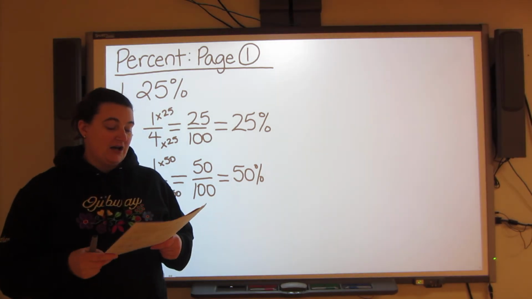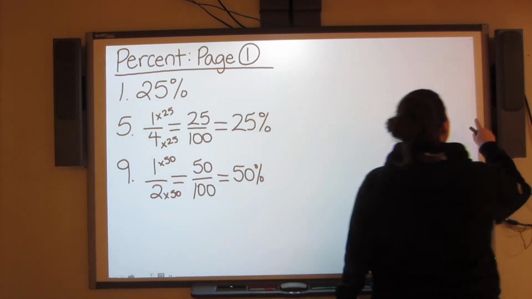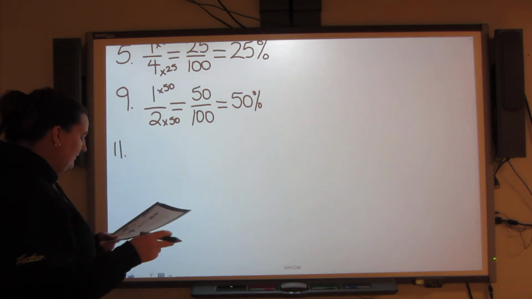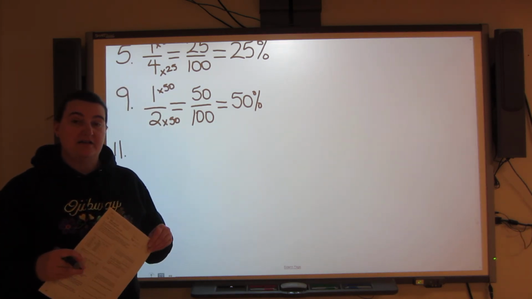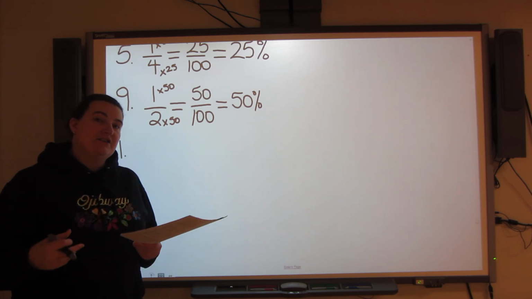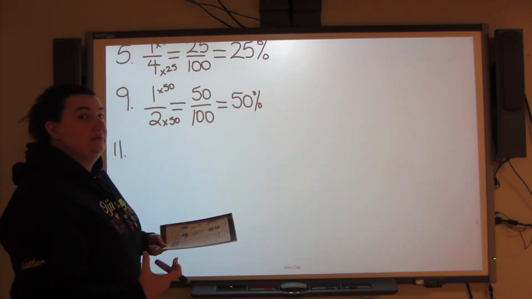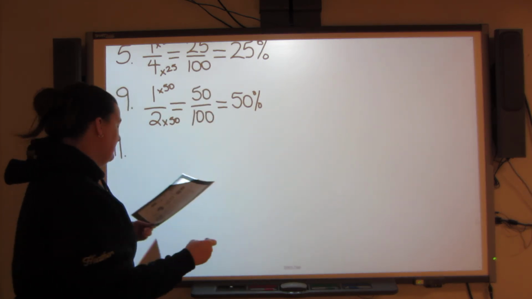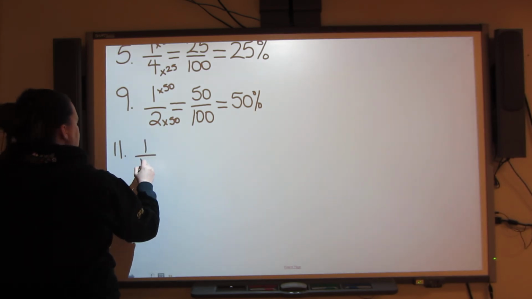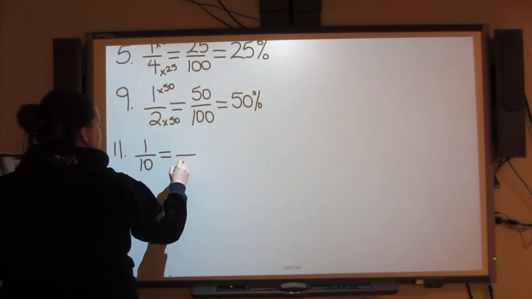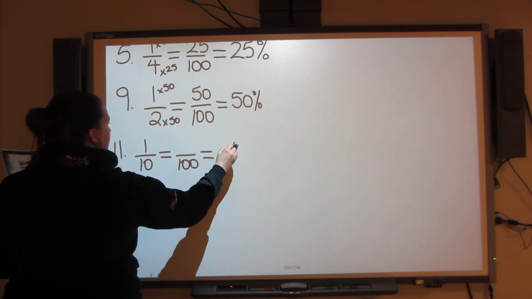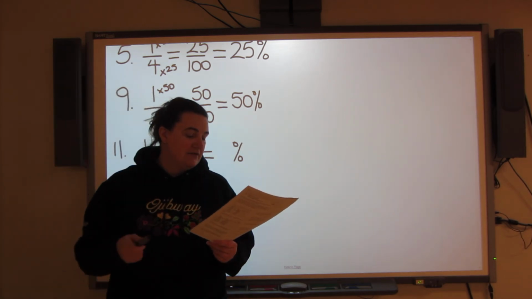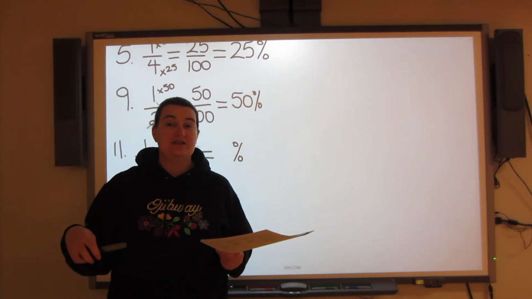All right, let's talk about number 11. Now for number 11, they didn't give you any figures that are colored in or not colored in. They just give you a fraction and they want you to turn it into an equivalent fraction with 100 on the bottom so that you can find the percent. So for number 11, I have 1 over 10, which equals something over 100, which of course then equals something percent. So for number 11, 12, 13, and 14, this is how you're going to do that.